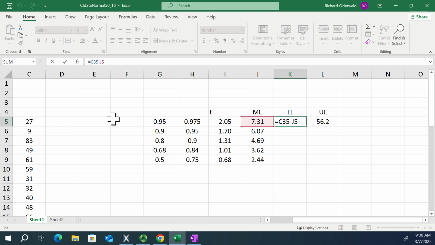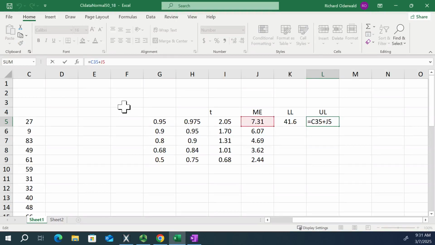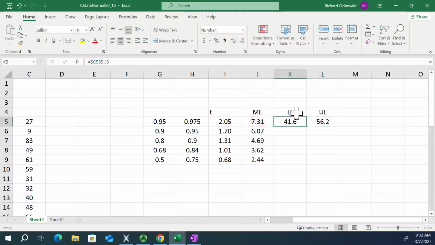But to do that, I have to lock the reference for the average. I want it to stay in C35. So I put a $ sign in front of both of those. And it will not change. No matter where I copy that formula now, that cell reference will be there. And I need to do it for the upper end as well. All right, I've got these.